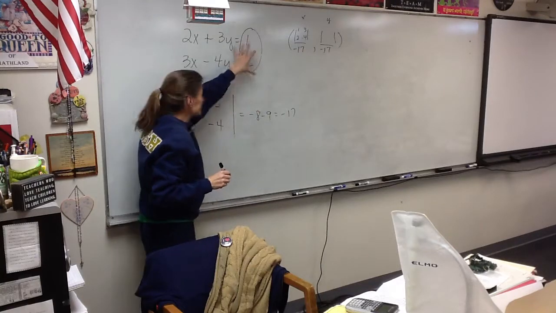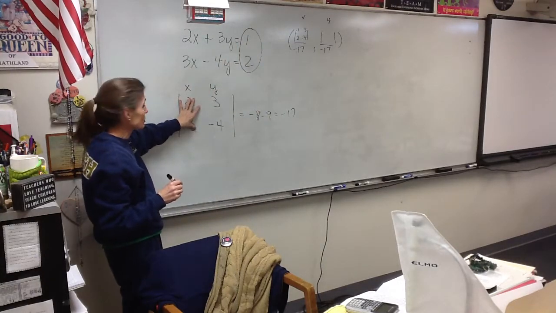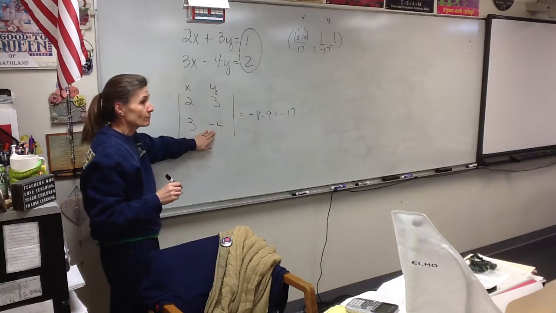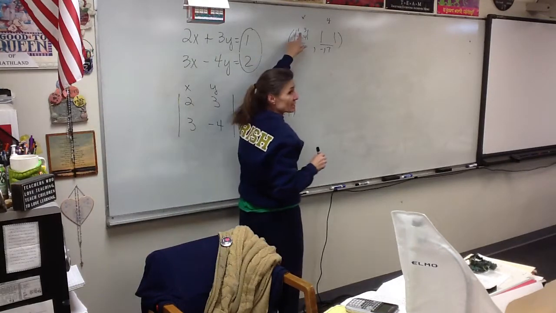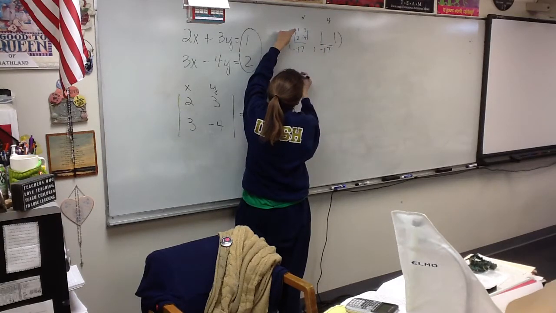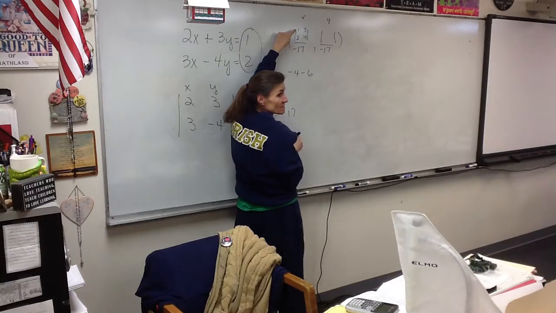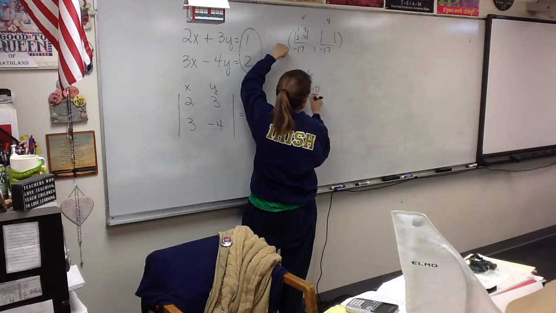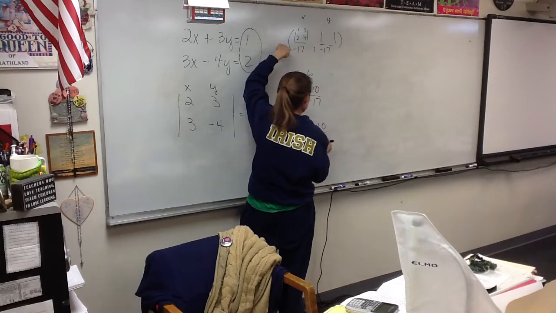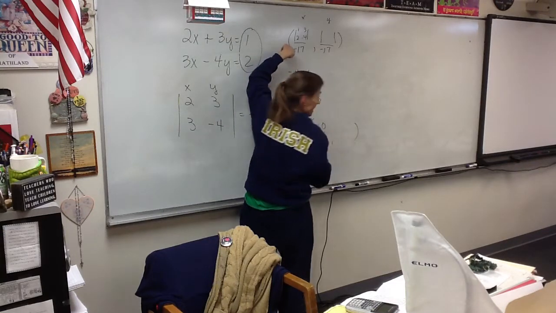These get pasted right here. So I have 1, 2, 3, -4. And then I evaluate that, right? So when I evaluate that, what do I get? -4 minus 6. Negative 10. I get -10 over -17, or 10/17. That's my X answer.